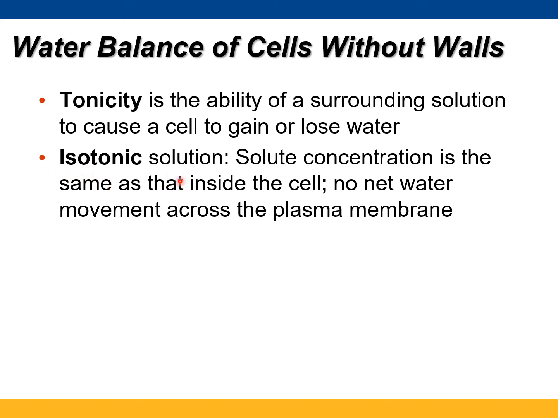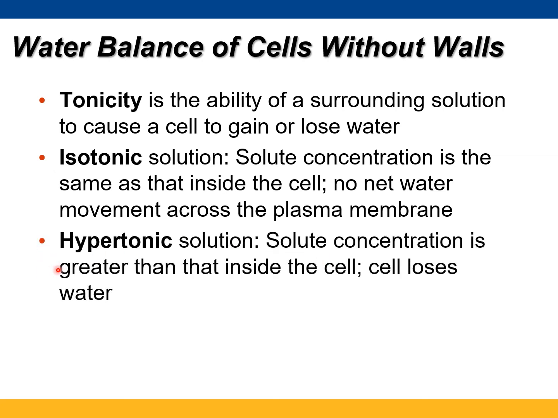Isotonic means that there is no net exchange of water across a given plasma membrane. Okay, it's the impact on the cells. A hypertonic solution means that there is a net loss of water out of the cell, usually because the solute concentration is greater than inside the cell. That's because there's more solute, less water, which means the water is going to leave the cell and go out to where it's diffusing into its lower concentration.